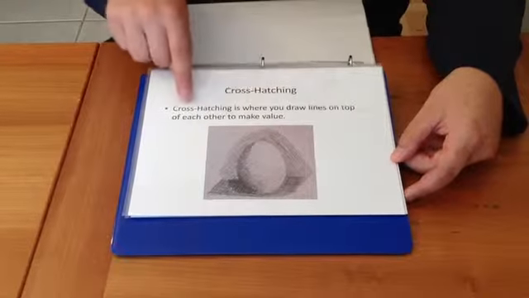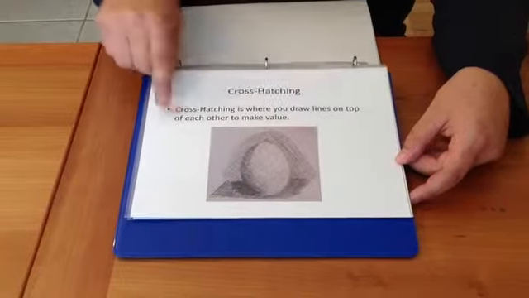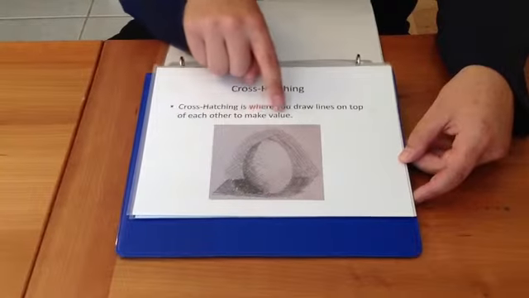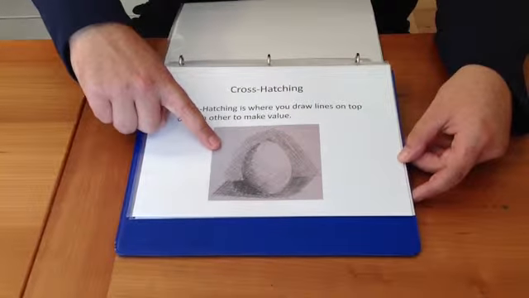Cross-hatching. Cross-hatching is where you draw lines on top of each other to make value. This is an example of cross-hatching.